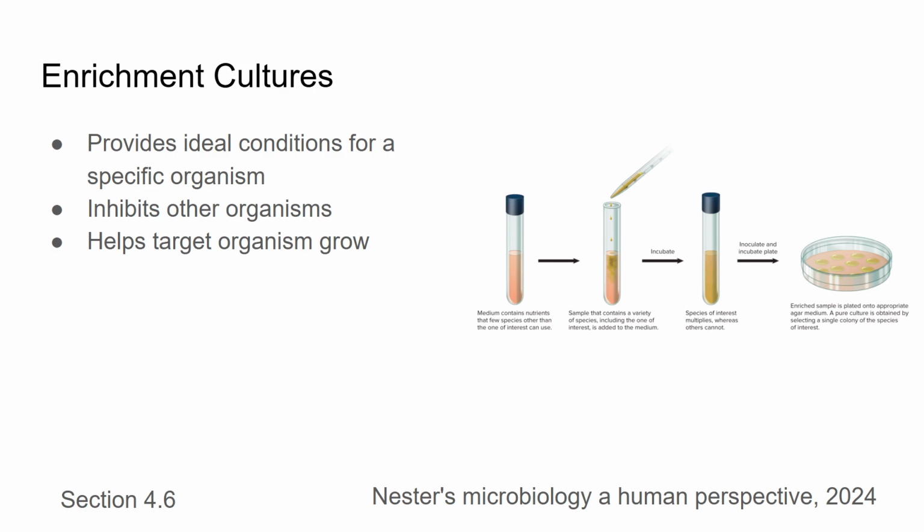Okay, so enrichment cultures, these are going to be a type of selective culture. These ones are providing ideal conditions for a specific organism, but inhibit the other organisms. So it's going to help your target organism grow while preventing others. You can take your medium that contains the specific amount of substance that can help your target organism grow, add a mixed culture, incubate it, and hopefully your culture would grow while the other ones would die. And so once you inoculate a plate and incubate it, you're going to have your enriched sample.